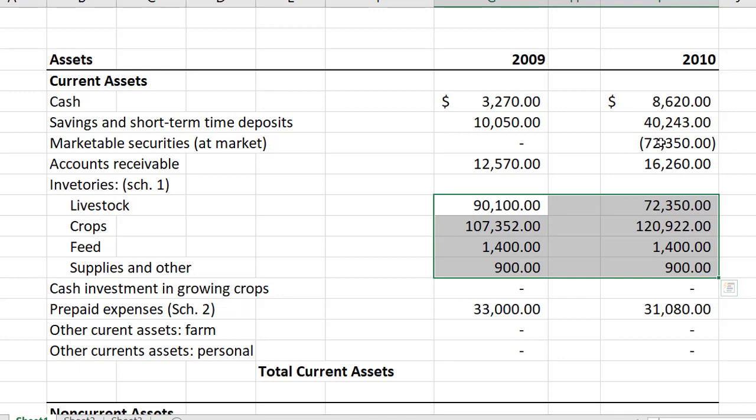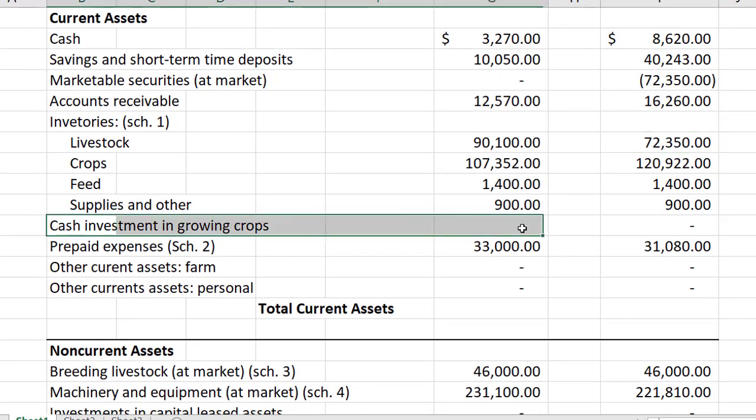One thing I want to point out here, the $72,350 marketable securities seems to be entirely offset by the $72,350 worth of livestock in 2010. Another item is cash investment in growing crops. So what's going on here is this is a balance sheet in December, and unless you're planting winter wheat, you probably don't have any crops growing in December. If our fiscal year ended in the middle of the summer, we might have a line right here. So this is the money that was spent in order to plant and produce a crop that's growing, and we have to have an accounting of that.